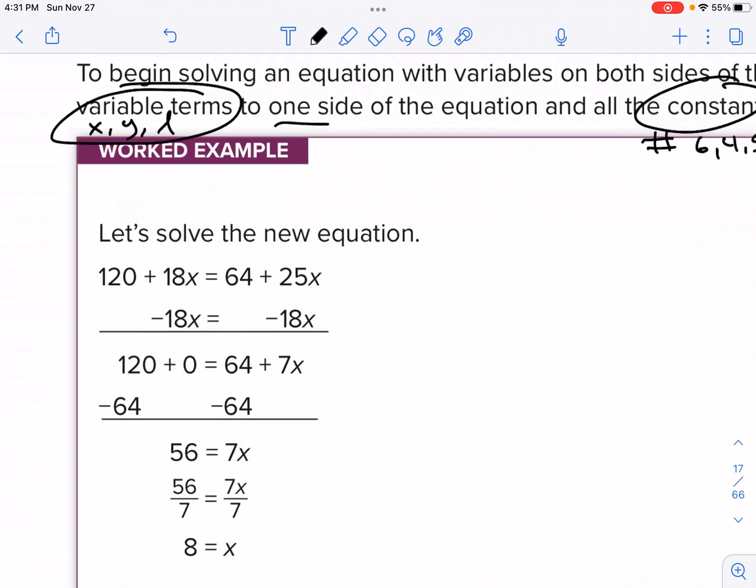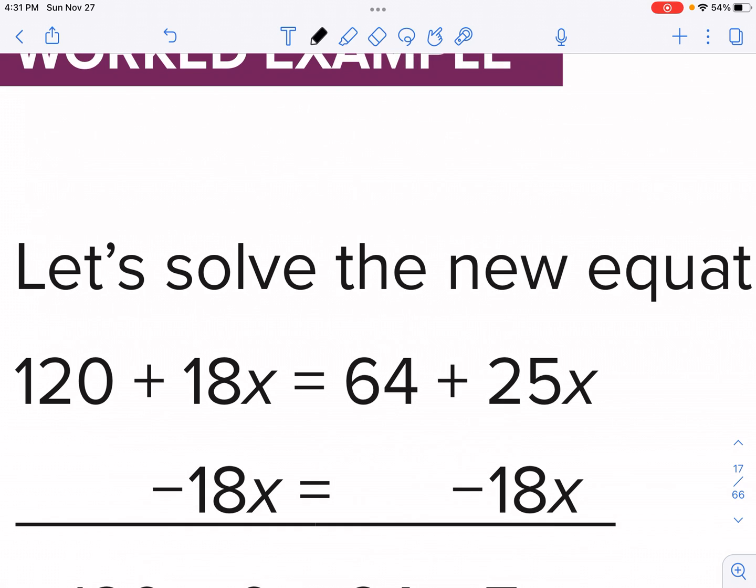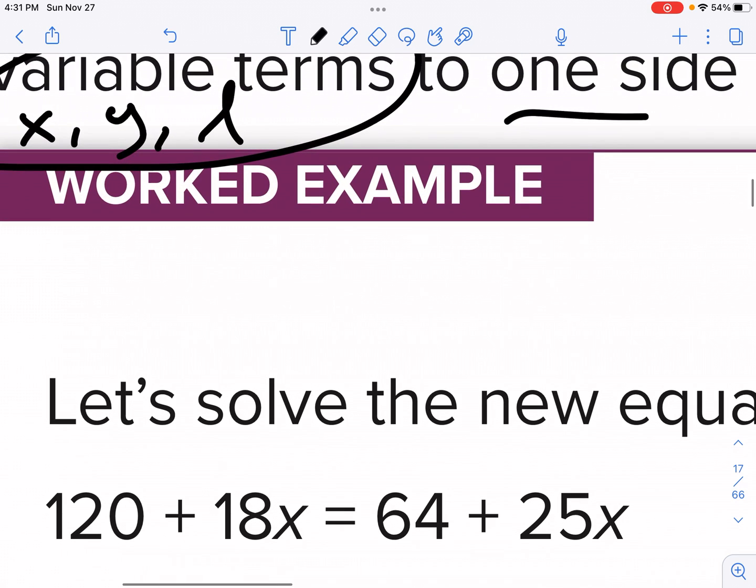But let's look at this. I'm going to just look at the first two lines. We have an equation where we have variables on both sides. We haven't worked with this yet. But we have 120 plus 18x equal to 64 plus 25x. Now here you cannot use SADMEG, because we can only use SADMEG when we have one variable. In this case, we have multiple variables.